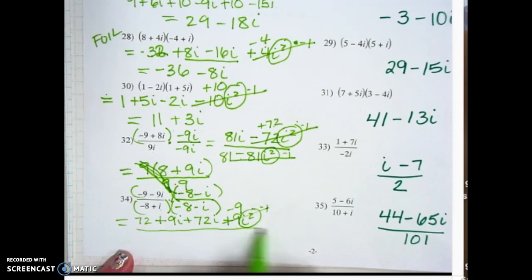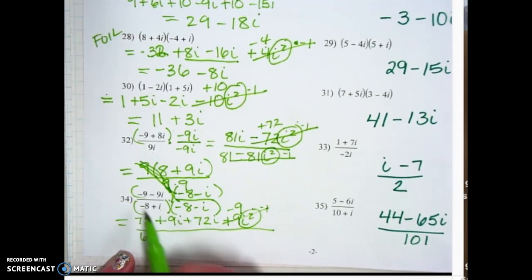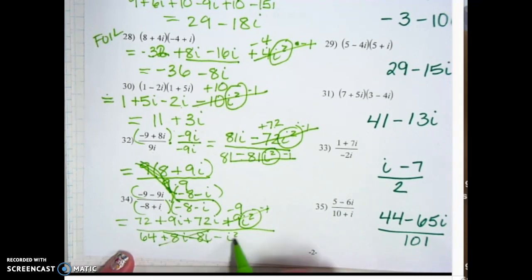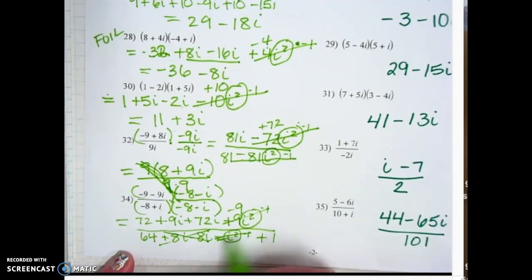In the denominator, first is 64. Outside is plus 8i. Inside is minus 8i. Last is minus i squared. So these are opposites and then cancel. i squared is negative 1. Negative 1 times negative 1 is plus 1. So 64 plus 1, that denominator is going to be 65.